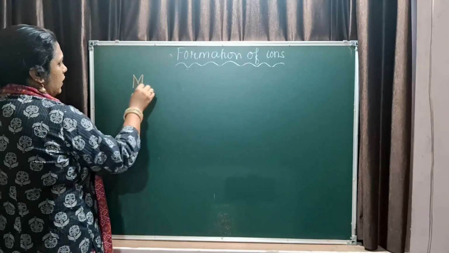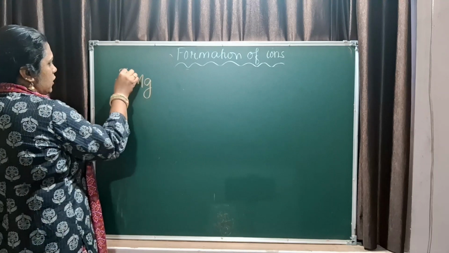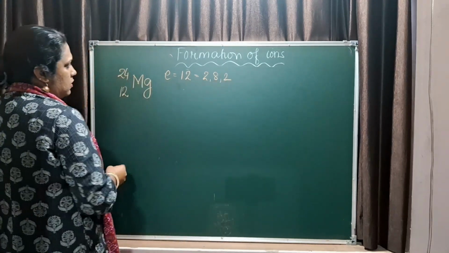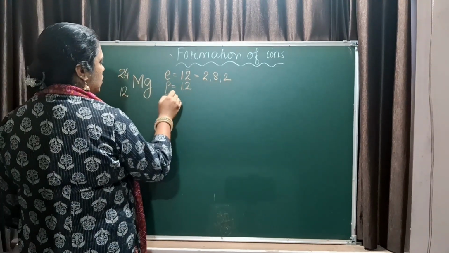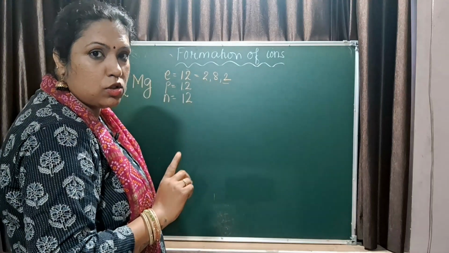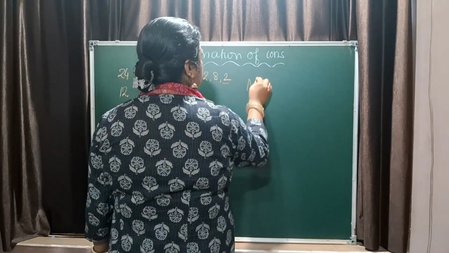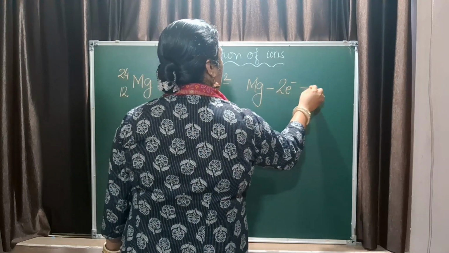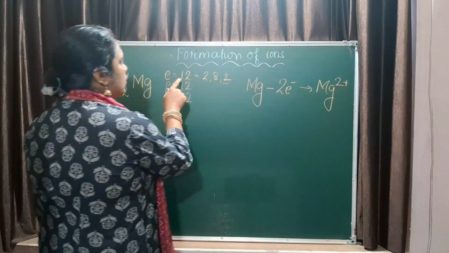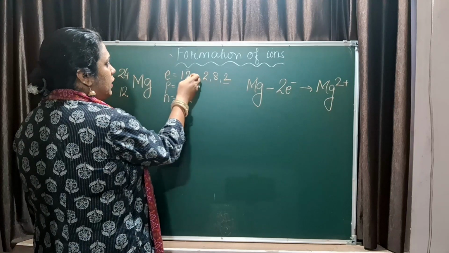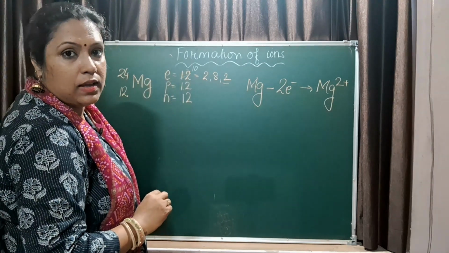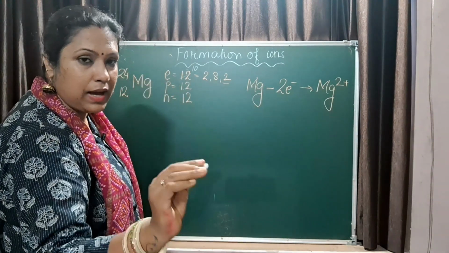Moving to the next, magnesium. Magnesium has atomic number 12, mass number 24, electrons 12, that is 2, 8, 2 electronic configuration. Protons 12, neutrons 12, correct. Now, these 2 electrons have to be lost to attain the stable configuration of neon, the noble gas. So magnesium loses 2 electrons to form magnesium 2 plus. Why 2 plus? Because since it has lost 2 electrons, the number of electrons has become 10 and the number of protons is 12. So 2 protons extra give 2 positive charge. So, it is a magnesium ion.